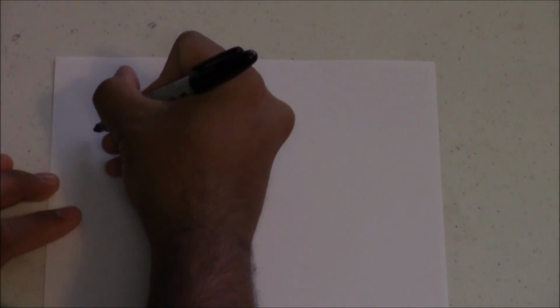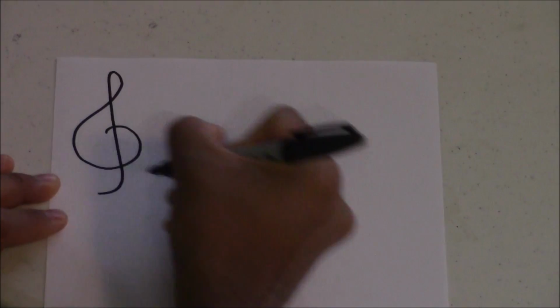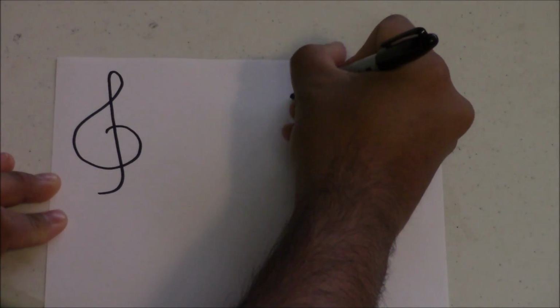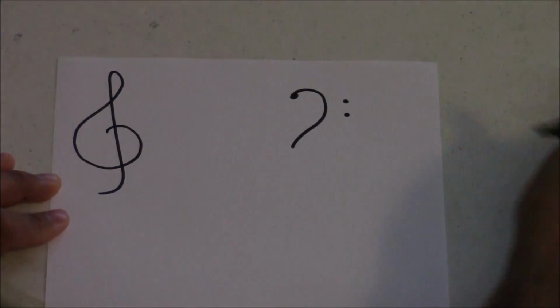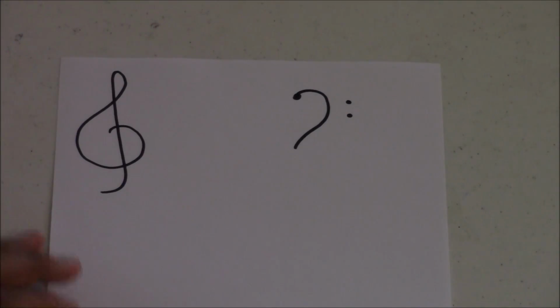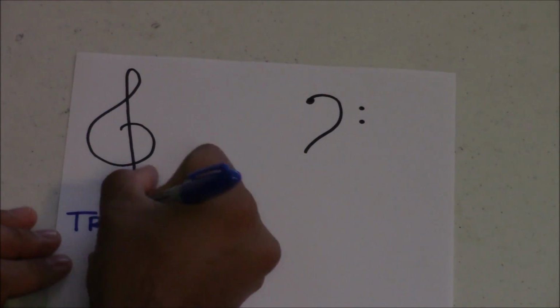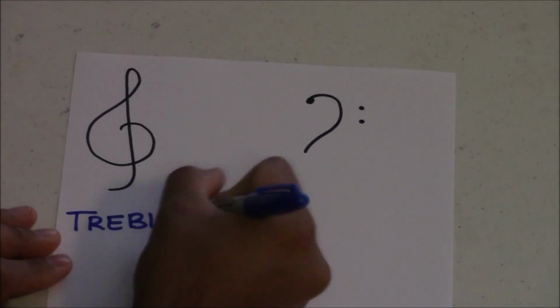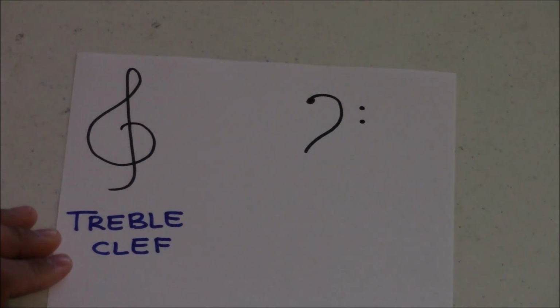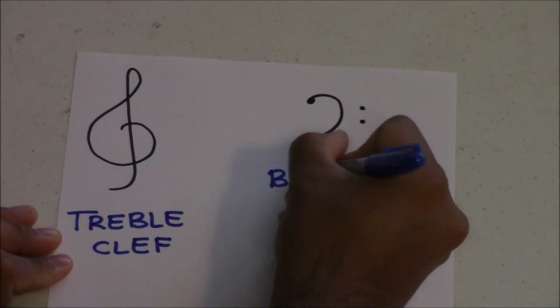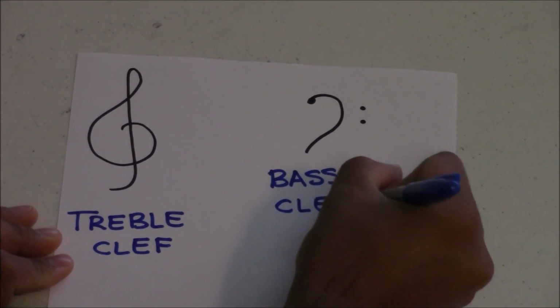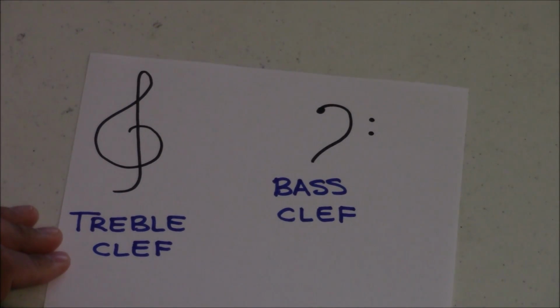Let's jump right in. In order to read music, you must first know what clef it is in. A clef is a symbol that will tell you which note lies on what line or space of the staff. We will talk about the staff later in the video. There are two main clefs in music, the treble clef and the bass clef. Each of these clefs has its own video, so make sure to check those out.